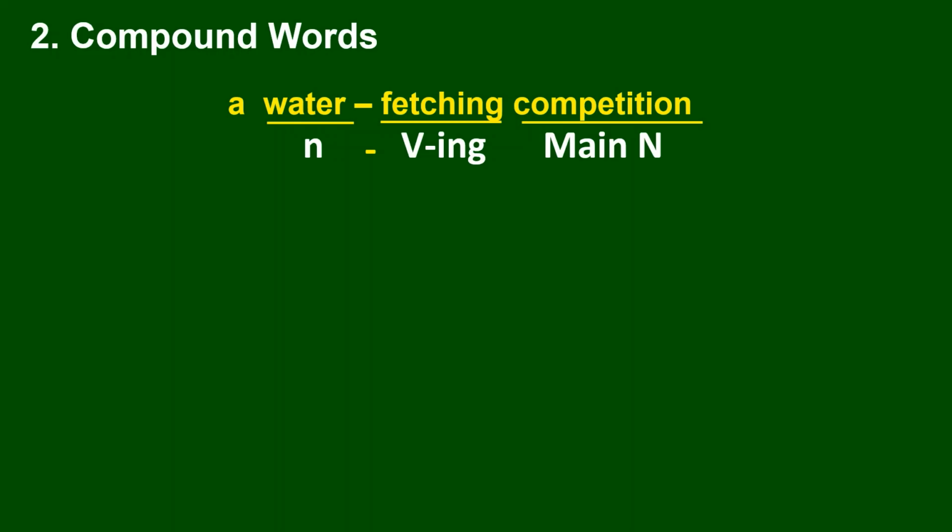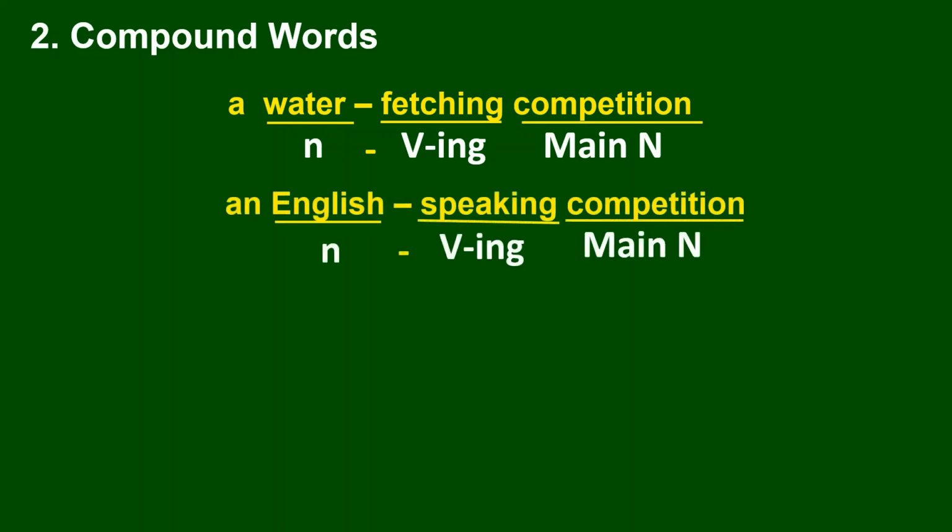So I can have the form of a compound word like this: a noun and verb-ing and main noun. Let's have another example here. An English speaking competition. Of course, this is a competition for students to practice speaking English, right? And we also have competition as the main noun, and then English is the noun that follows speaking. So we also have the form like this: a noun and verb-ing and main noun.